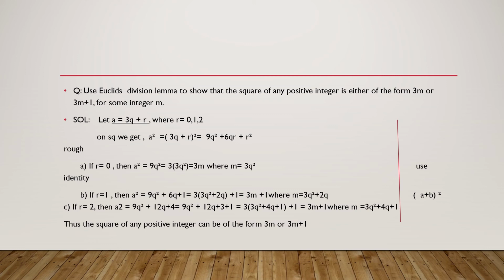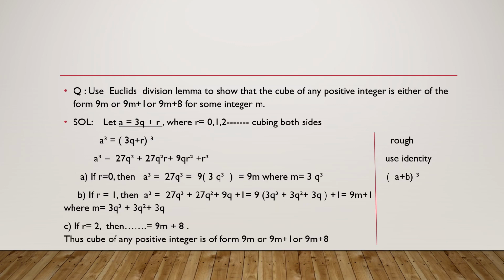So here again we can write it in the form of 3m plus 1, where m is any integer and equal to 3q square plus 4q plus 1. So final answer: we have shown that the square of any positive integer can be of the form 3m or 3m plus 1. So our next question is, using division lemma, we have to show that the cube of any positive integer is either of the form 9m or 9m plus 1 or 9m plus 8.